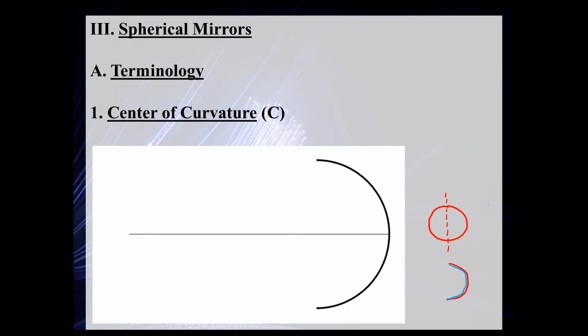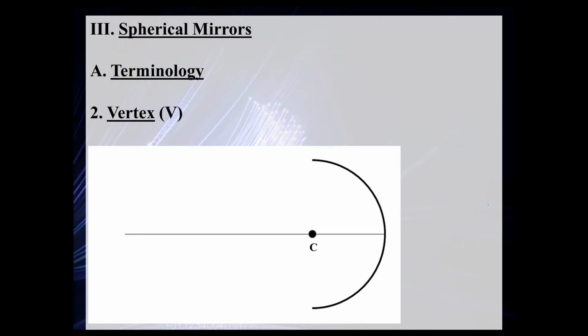First piece of terminology is the center of curvature of the spherical mirror. The center of curvature of the spherical mirror, which we'll represent with the letter capital C, is just the direct center of the sphere.